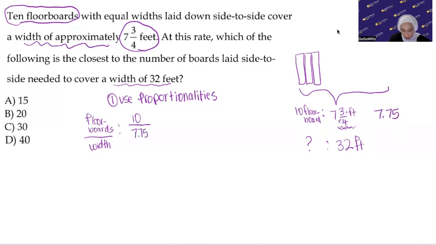feet. So then we're asking what amount of floorboards, my unknown X, corresponds to 32 feet. So this is in feet. Now really, this is just a matter of isolating for X. I'm just going to multiply the 32, so X is equal to 320 all divided by 7.75.